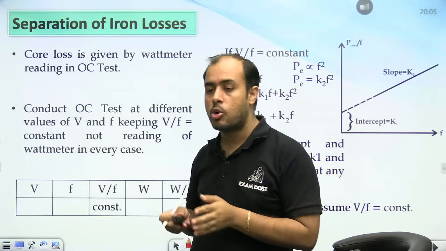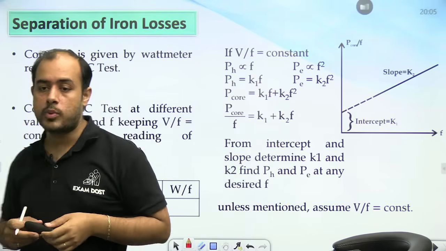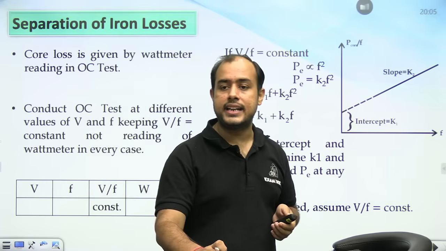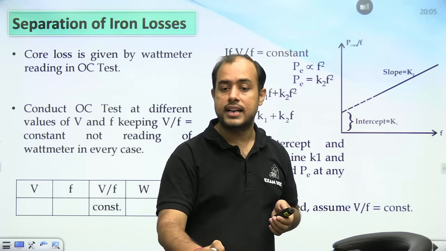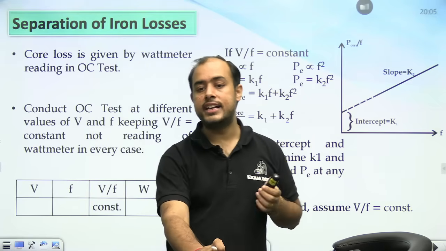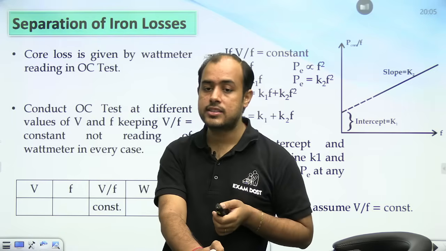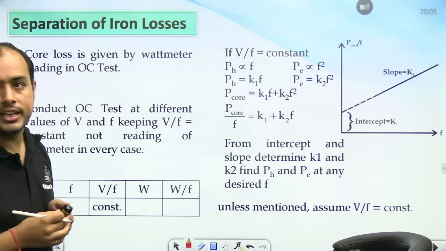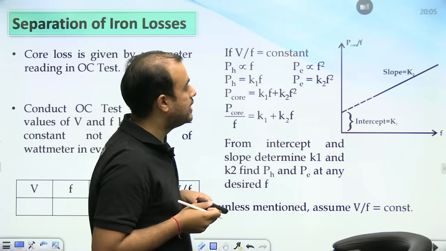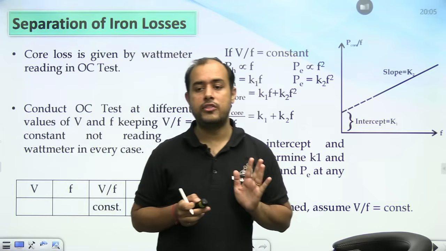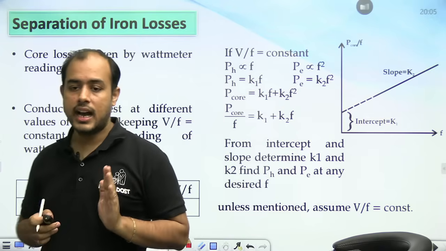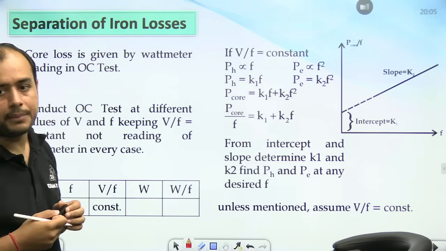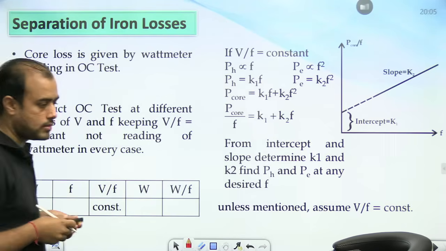तो अगर आप P core upon frequency को frequency के अगेंस्ट प्लॉट करें, लीनियर ग्राफ मिलेगा जिसका इंटरसेप्ट है k1 और जिसका स्लोप है k2. k1 k2 आने के बाद हम हिस्टेरेसिस और एडी करंट लॉस निकाल सकते हैं, k1 इंटू f और k2 इंटू f स्क्वायर से, ठीक है. और जब तक मेंशन ना हो, ऑलवेज टेक V बाय f कांस्टेंट. अगर सवाल में ना दिया हो तो V बाय f कांस्टेंट लेके चलिएगा. Is that clear to everyone?